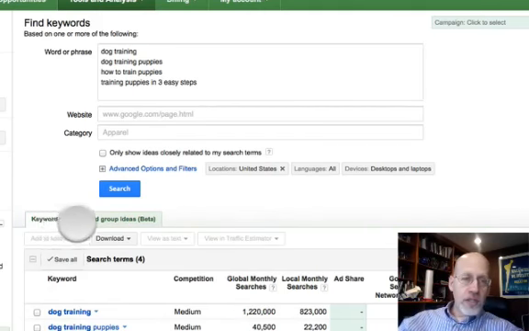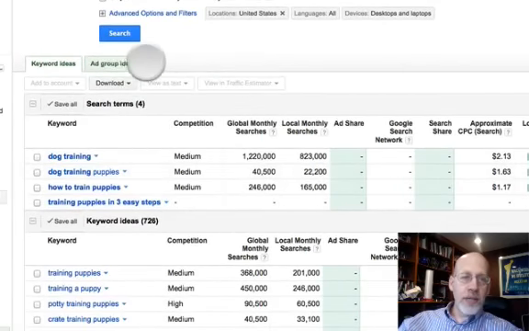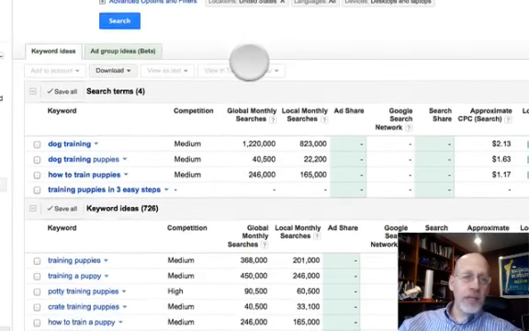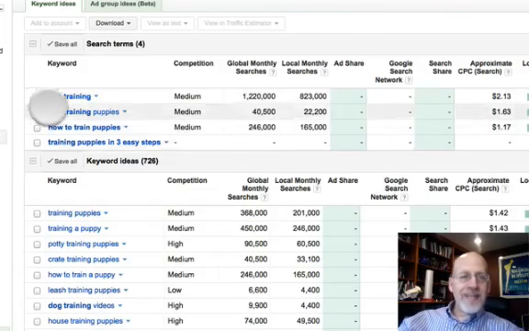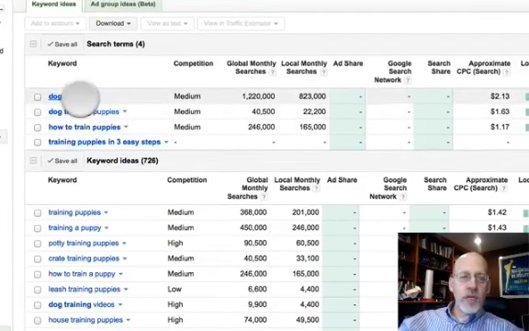I came down here, I just clicked on this keyword ideas tab. We'll come back to the ad group ideas beta tab a little bit later. The first thing this shows us, though, if you look right up top, is how many people are searching for each one of our keyword phrases.